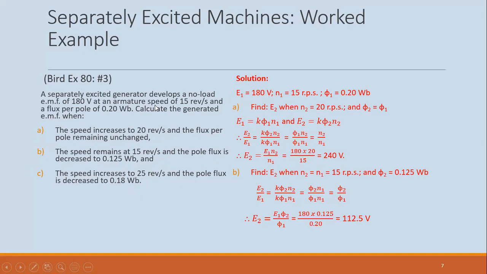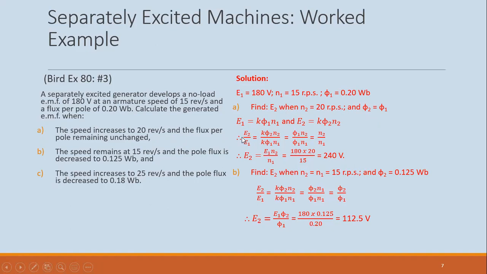So E1 at no load is 180 volts, N1 at no load is 15 revs per second, and the flux is 0.2. We should find E2 when the speed has gone to 20 revs per second, but the flux has remained unchanged. Since the flux is unchanged, phi 2 would be equal to phi 1.